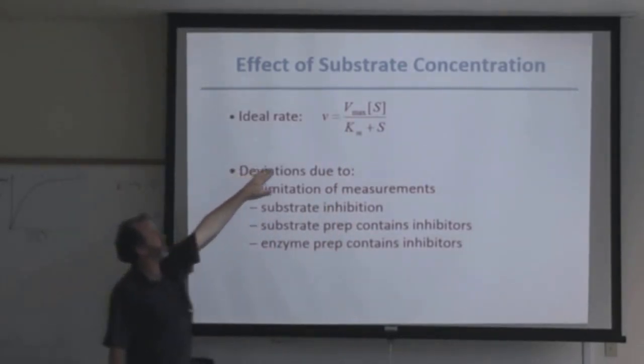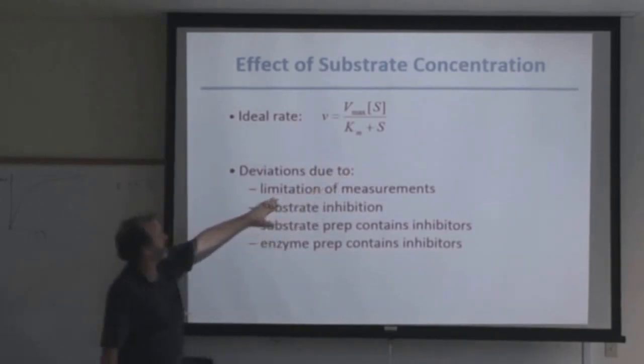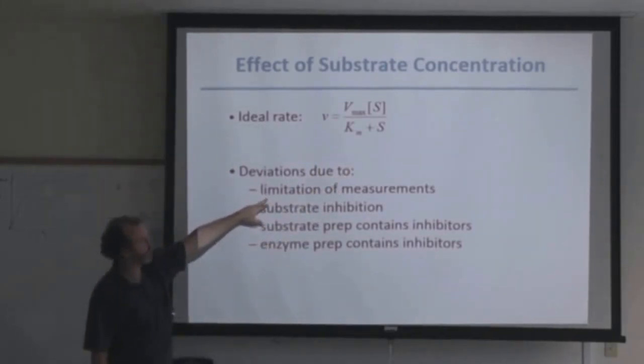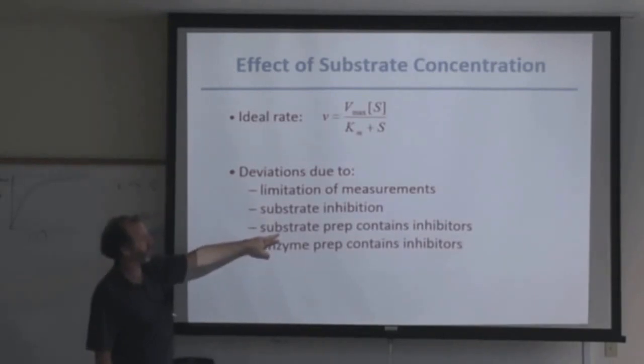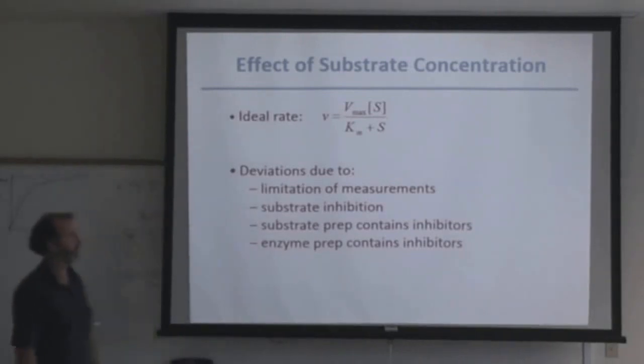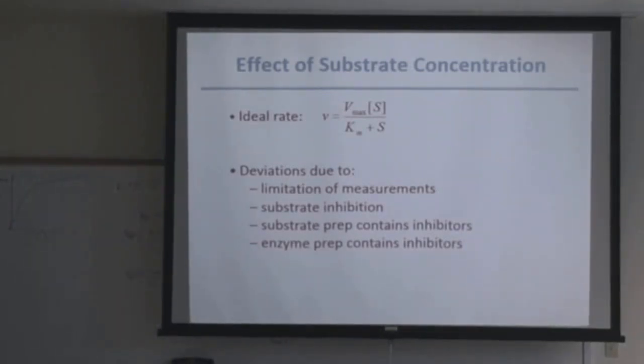You will see deviations in Michaelis-Menten kinetics due to limitations of measurements: substrate inhibition, substrate prep containing inhibitors, or the enzyme prep containing inhibitors. So in a minute we'll be learning about different enzyme inhibition.